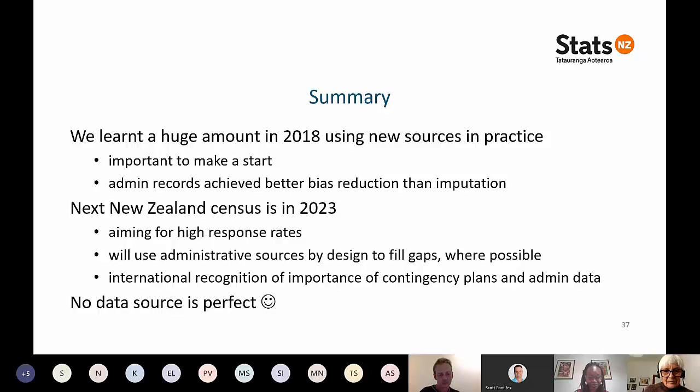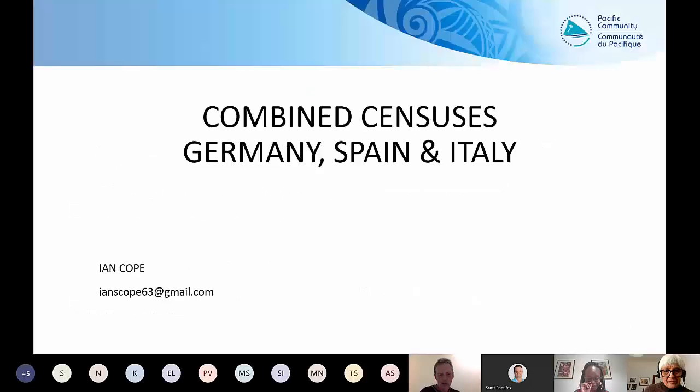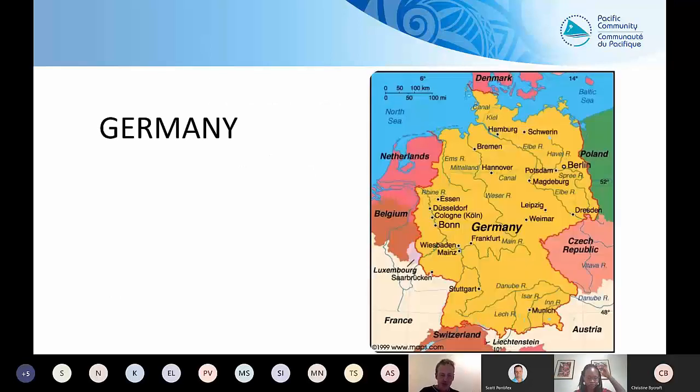So Ian, you have your slot now. Yeah, super. So we've heard in previous webinars about countries that are doing a fully register-based census, and we've heard from the UK and New Zealand today about exploration of the use of admin data. What we haven't covered before is countries that do a combined census. They combine a census and a register. So I'm just going to briefly go through some examples from Germany, Spain and Italy. So starting with Germany.